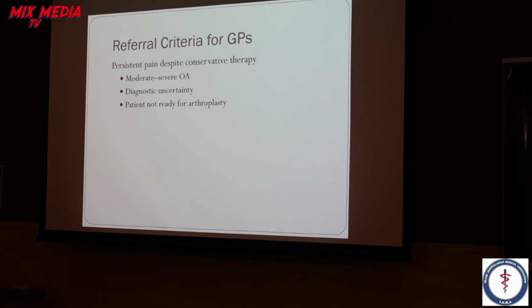So what are the criteria for GPs to refer? Moderate to severe OA. If you are uncertain and want to know if the pain is coming from that particular joint, and if a patient is waiting for a hip replacement or arthroplasty. Contraindications: uncontrolled diabetes, severe coagulopathy, and prosthetic joints. We have to be very careful with that because we know cortisone might increase the blood sugar, so you watch the patient for at least 2 to 3 days.